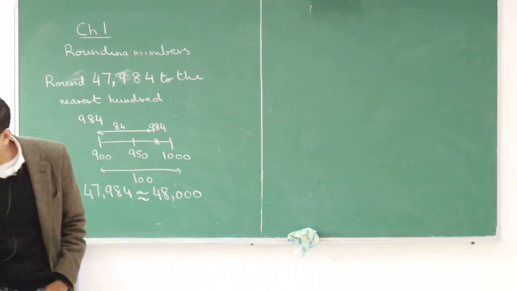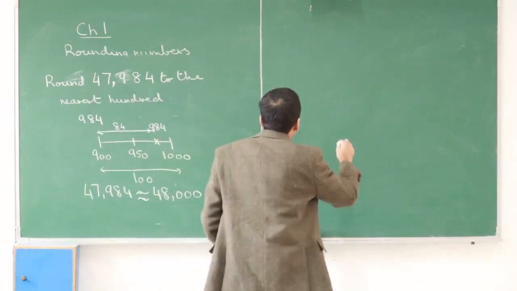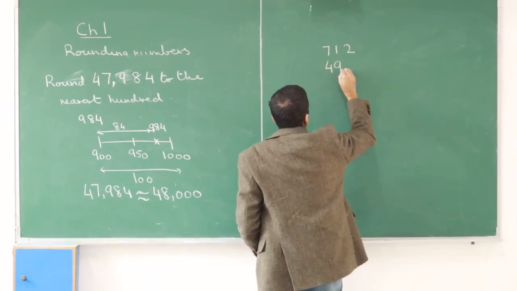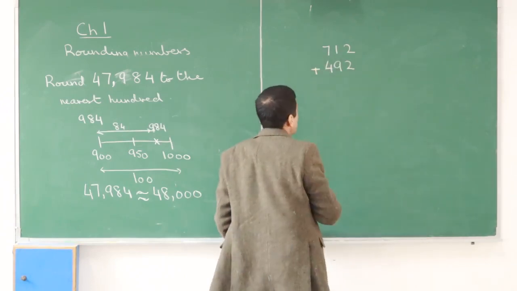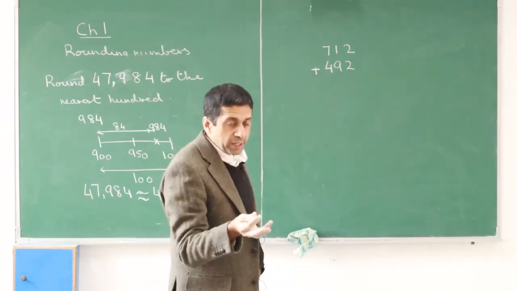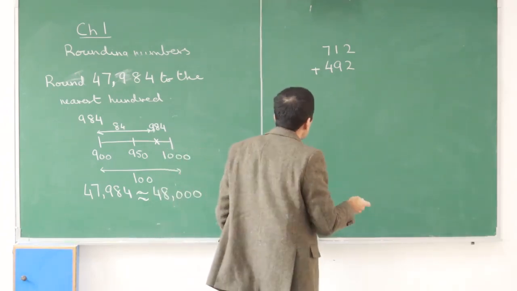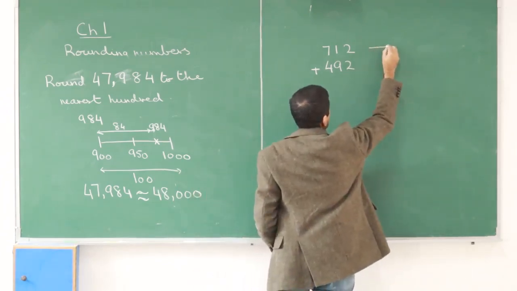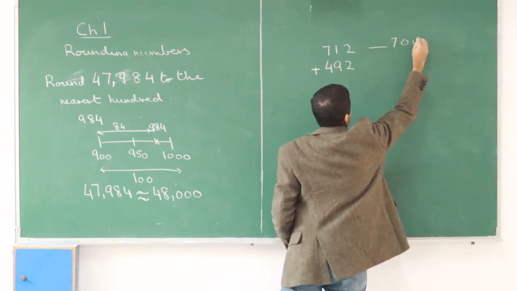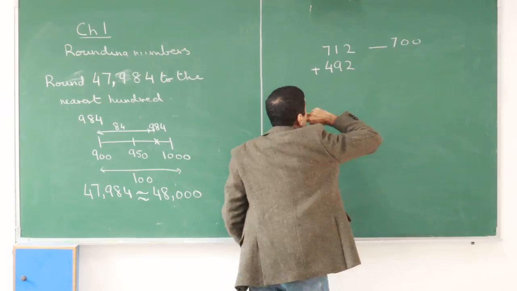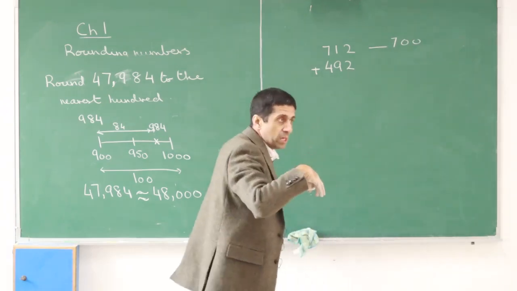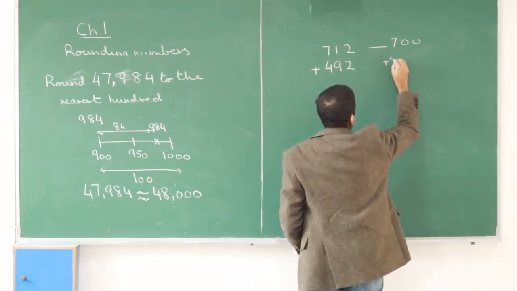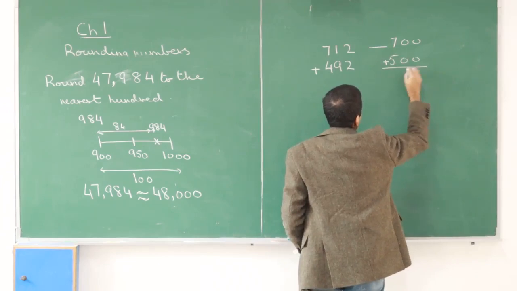Let's estimate. So we have 712 plus 492. We want to estimate it, and then we want to calculate it. First you estimate, always estimate first, calculate later. So how do we estimate it? This would be 700 plus 500. We are doing it to the nearest 100 because we just want to figure out the answer. So 700 plus 500 would be 1,200.